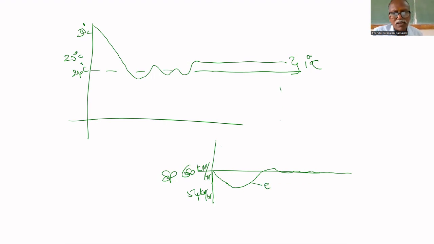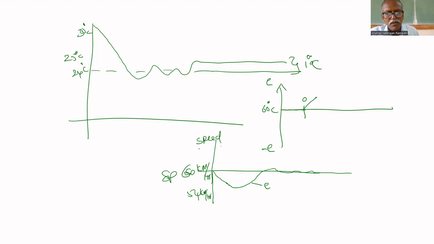That is proportional. I am putting the error plot here. Initially the error up to this point is 0. It goes up to 60 kilometers per hour. I am plotting positive error and this is negative error. 60 minus 54 is positive, that's why it starts increasing this way. This is the error plot, and this is the speed plot.